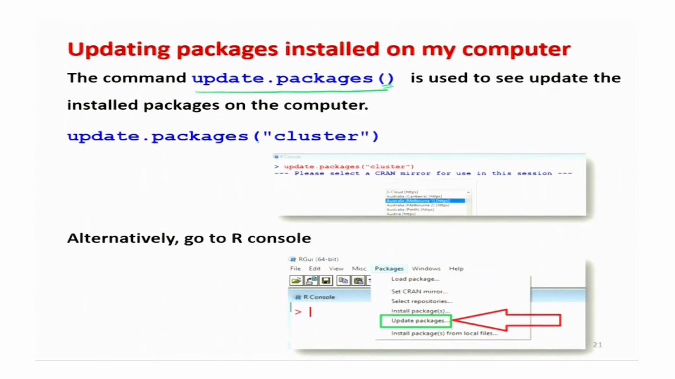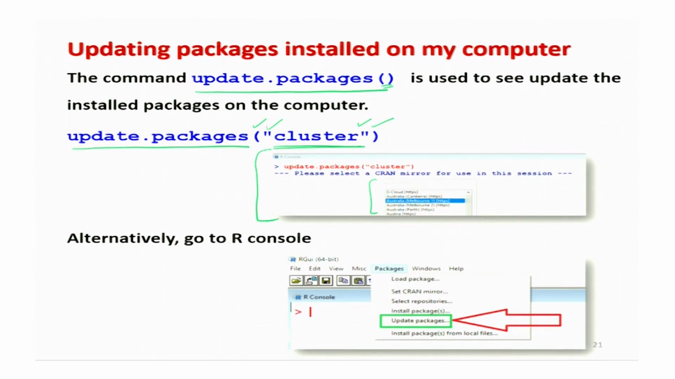Suppose I want to update the package cluster. I will write update.packages within parenthesis, within double quotes, cluster, and you will get this type of screen, and once again it will ask you which CRAN mirror you would like to use, in which country. Suppose I use Australia, Melbourne, and then you just click and it will be done automatically.